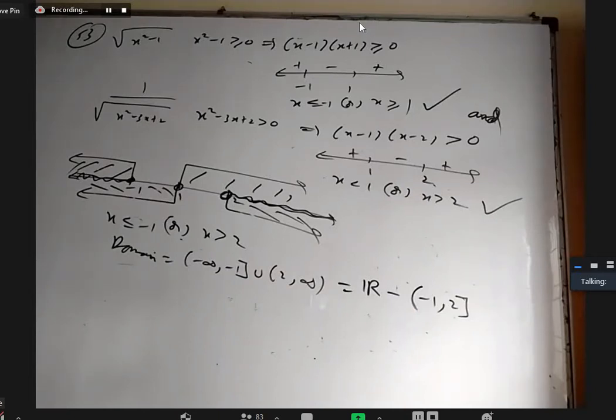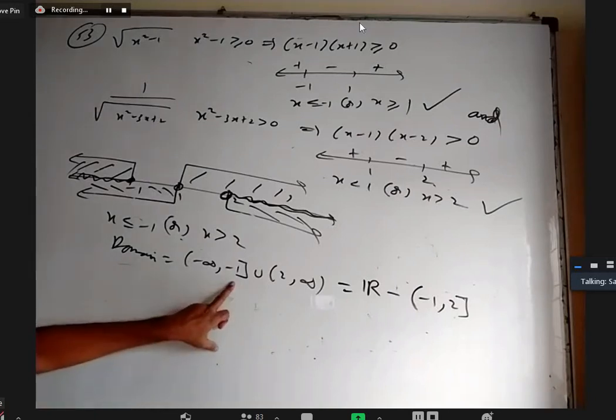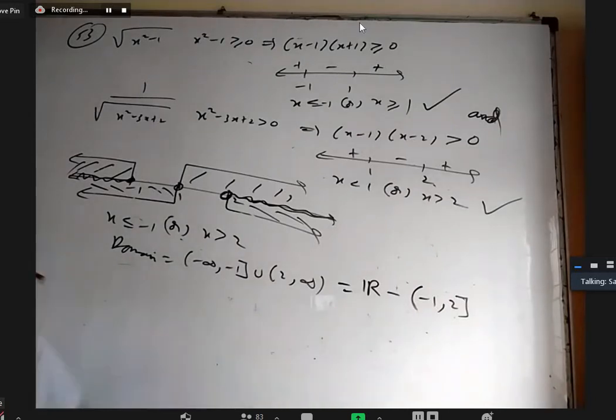Sir, is minus 1 okay? Why did you remove minus 1 also? No, it is okay. That's why I kept it closed, and I did not remove it here. Open means I did not remove it, right? Minus 1 is not there here means it is there here, right? Yes, sir.